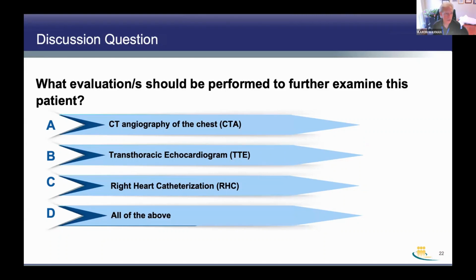So a discussion question is, what evaluation should we be performing to further examine this patient? You can see the choices here are CT angiogram of the chest, which would help us rule out venous thromboembolism, an echocardiogram, which would be a good screening test for pulmonary hypertension, and right heart catheterization as a diagnostic test. And the answer here really is all of the above.